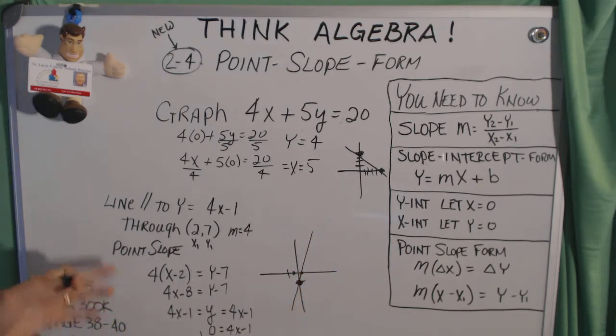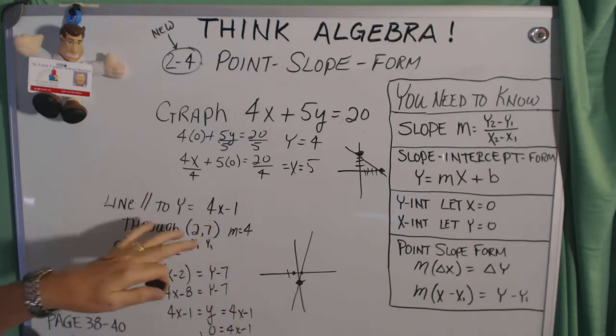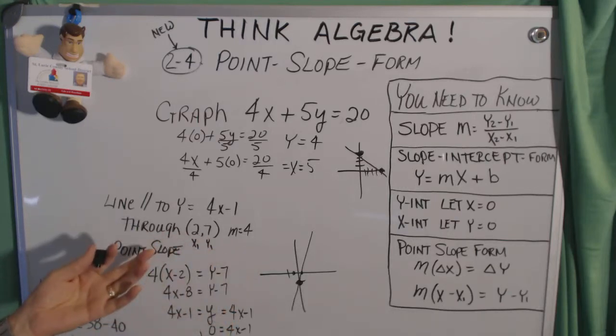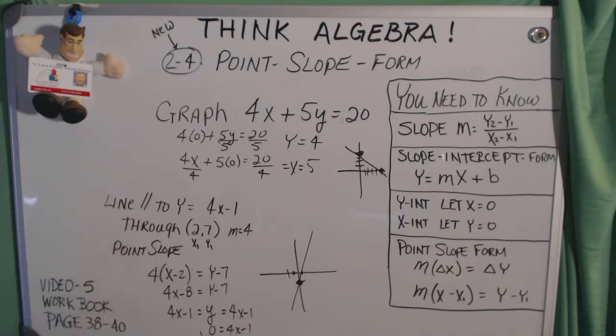Done. So just look and see what minimum number of information you need. And sometimes you're going to get 2 points and a slope, and that's okay. You can pick either one of the points and solve this problem. Okay? So that's an example of how to use the point slope.